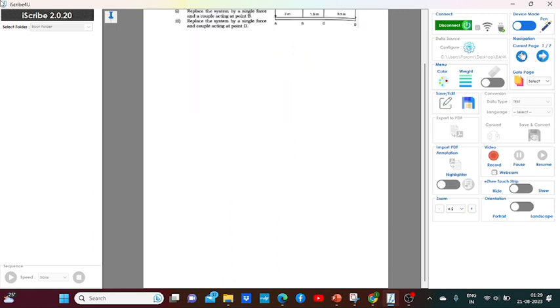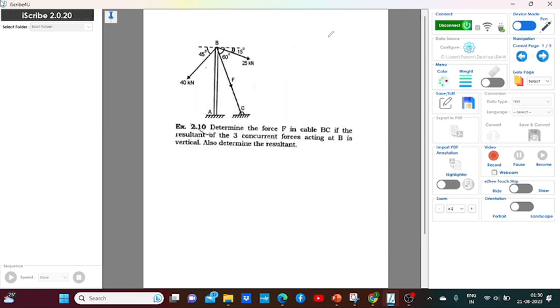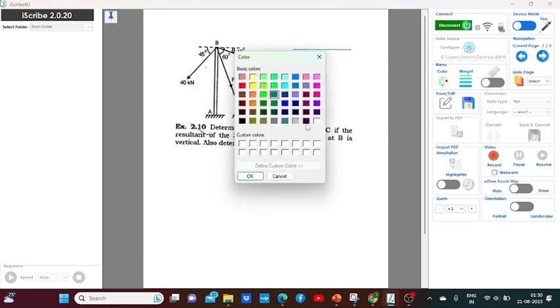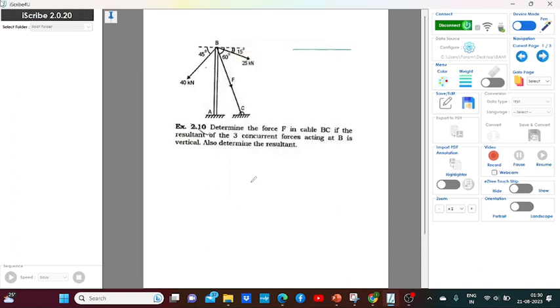Let's see if there is any more problem. See, the problem is very much simple. I am just redrawing it, and it is called a free body diagram. They are saying that the resultant of the force is vertical. If the resultant of the force is vertical, which means summation of Fx is 0. What are they asking? They are asking the value of F.